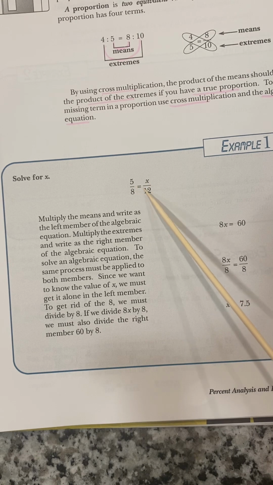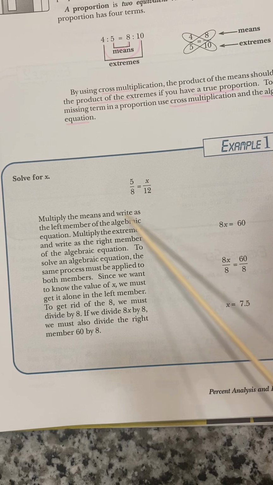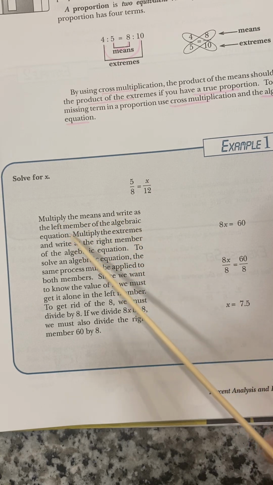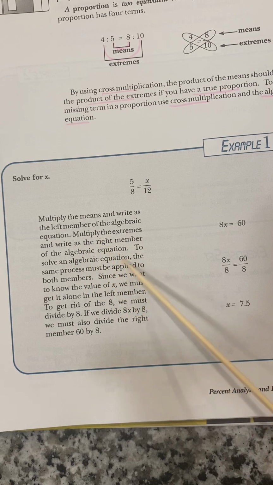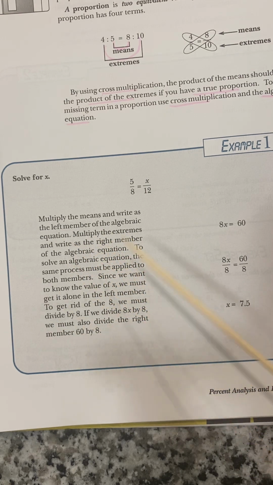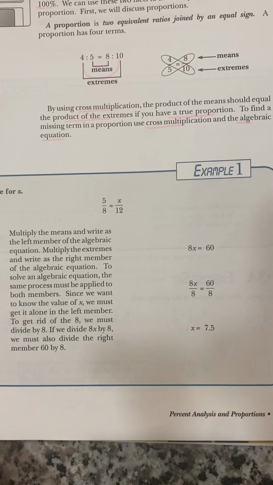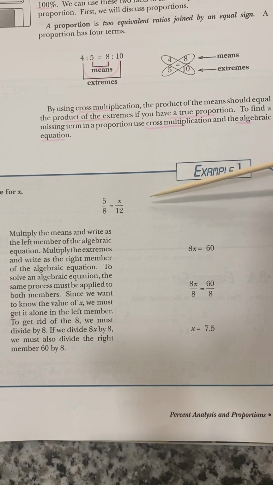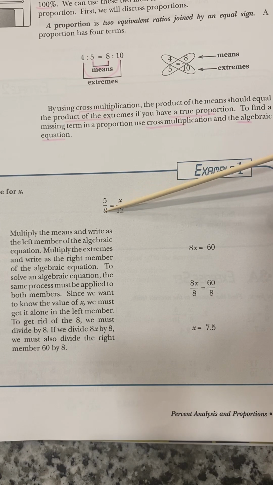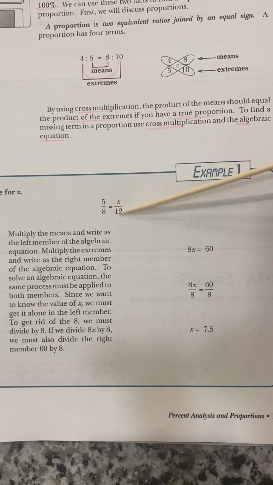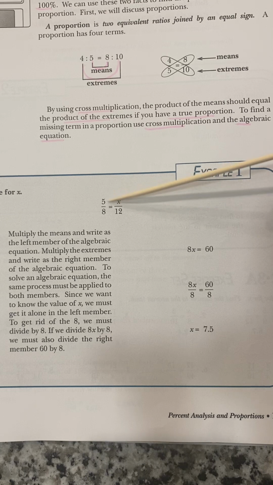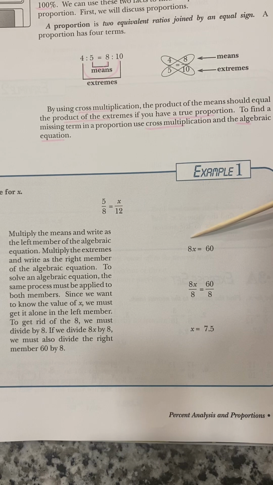So 5/8 equals x over 12. You're going to multiply the means and write the left number of the problem, multiply the extremes and write it into algebra. Anyway, you can read this over. Here's how we do it. So we have 8x, because we're multiplying. This is going to be the means, and this is the extremes. 8x equals 5 times 12, which is 60. So 8x equals 60.